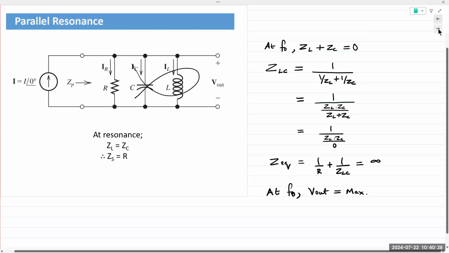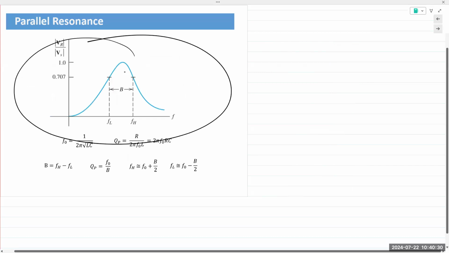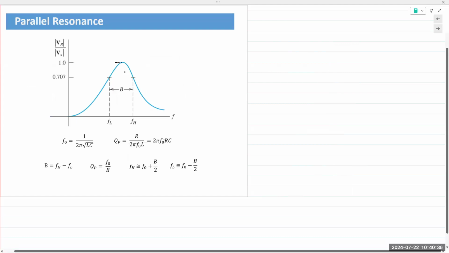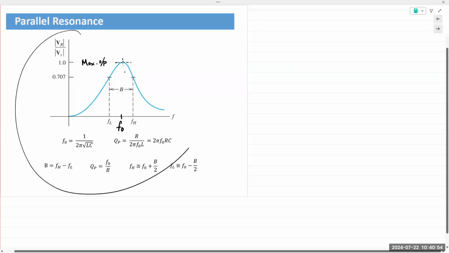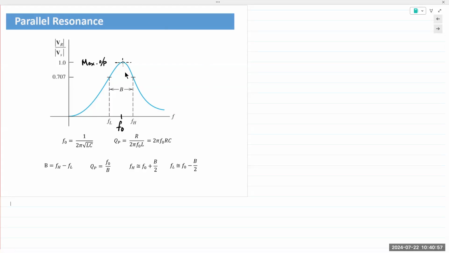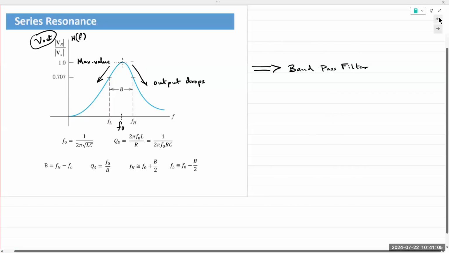And then yet again, if we plot, we obtain the exact same plot for a parallel resonant circuit, where the output goes to max at F0. Maximum output. I'm going to show these together because the equations and everything are pretty much the same for both. Okay. So let's go back to the series resonance and I'll show you the equation.